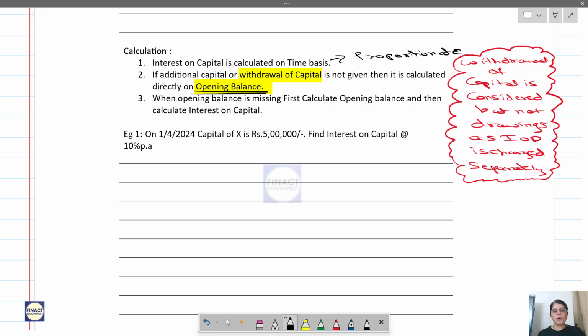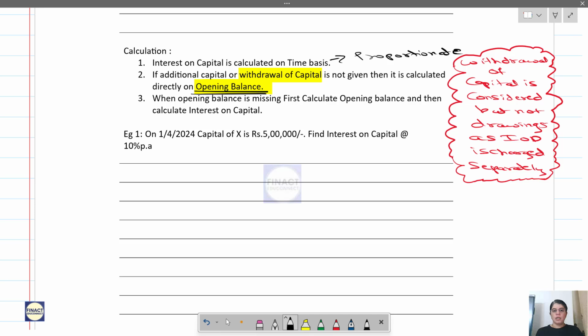Now third point, when the opening balance is missing. If the opening balance is not given, they have given you closing balance and other transactions. So what we need to do, we need to prepare a capital account and then calculate the opening balance, because interest on capital is calculated on the opening balance. So first calculate the opening balance and then interest on capital. Now let us see the example.